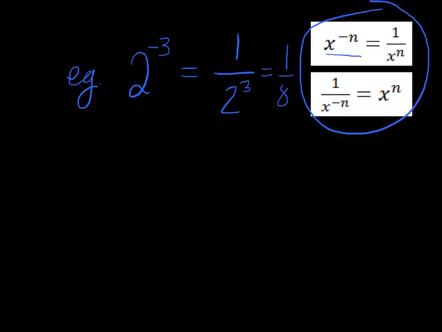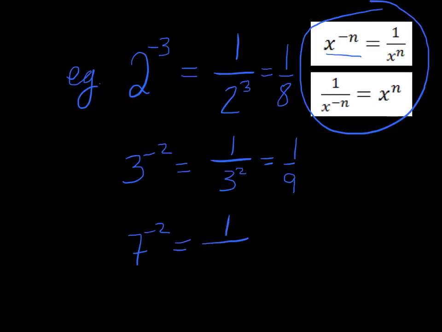So, for example, if you have 2 to the power of negative 3, that's exactly identical to 1 over 2 to the power of positive 3, which is 1/8. Or for instance, 3 to the power of negative 2 is equal to 1 over 3 to the power of 2, which is 1/9. What's 7 to the power of negative 2? Well, I hope you answered that 7 to the power of negative 2 is 1 over 7 squared, which is 1/49.